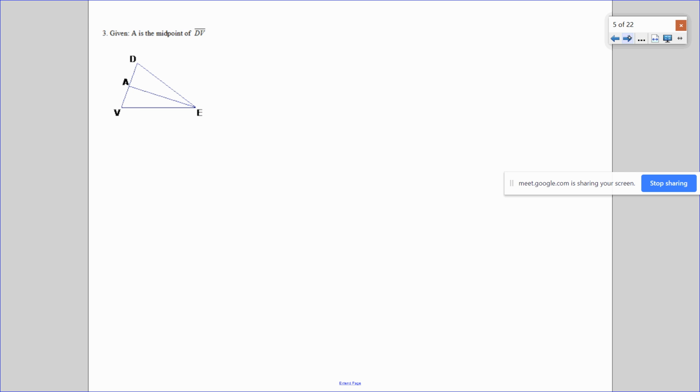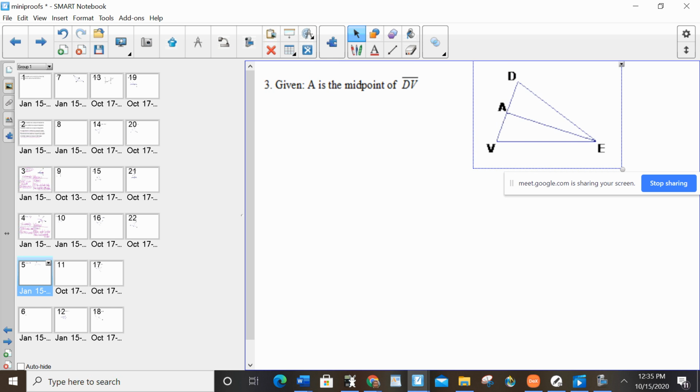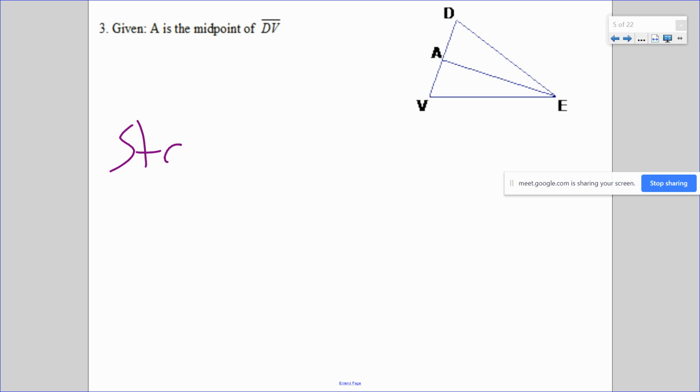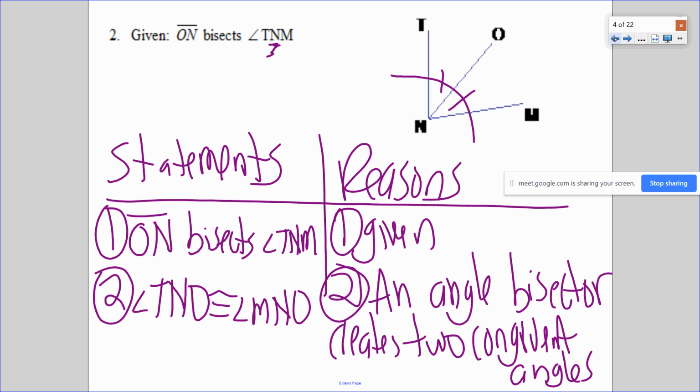Number 3, midpoint. I want everyone on their own to try and put the first statement and first reason in. So everyone right now on your own, I want you to try and fill in the first statement and the first reason. And again, if you want to look back, your first statement is always the given, and the first reason is always given.